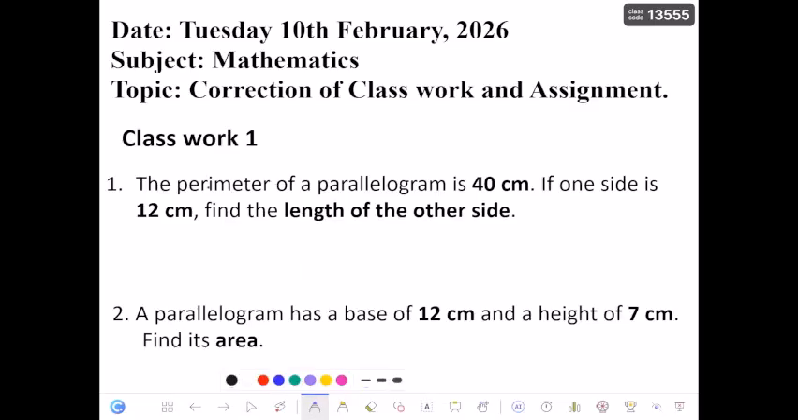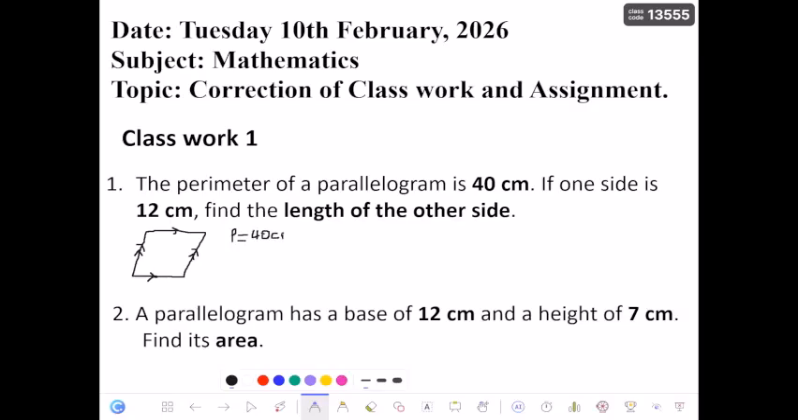The first question here says the perimeter of a parallelogram is 40. When you are given a question like this, if you can sketch, it's good you sketch, but if you don't want to sketch, you can go straight to your formula and solve. But let me sketch for easy understanding. So we all know that a parallelogram has equal opposite sides. Opposite sides are equal and they are also parallel. So if this side is parallel to this side, then what is given in the question is P. They say P is equal to 40, so that is 40 centimeter.